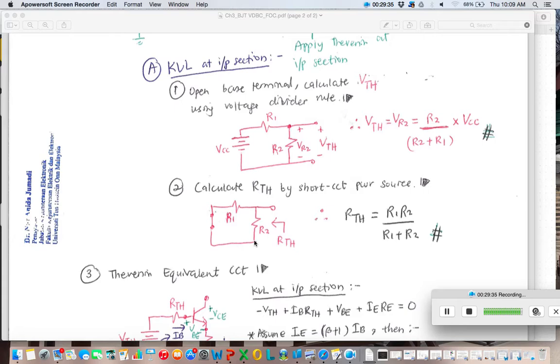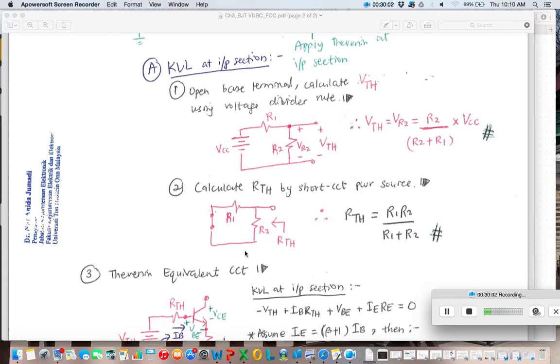R1 and R2 are now in parallel. So you can calculate RTH using this formula. Straight away, just memorize this formula: R1 times R2 over R1 plus R2. No need to use 1 over R equals 1 over R1 plus 1 over R2. You save your time. Memorize this; it only applies to parallel resistors.